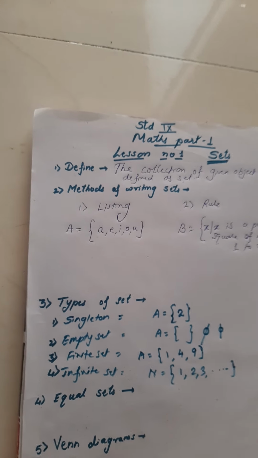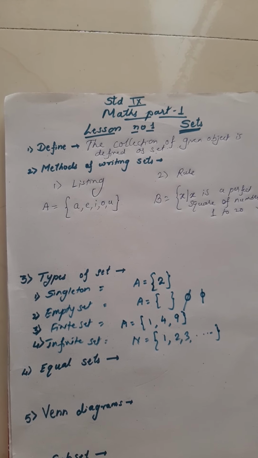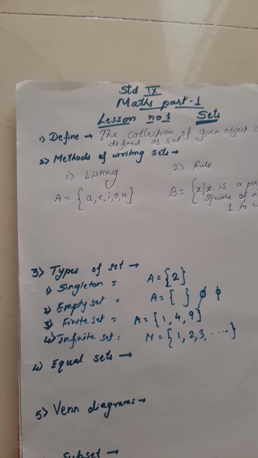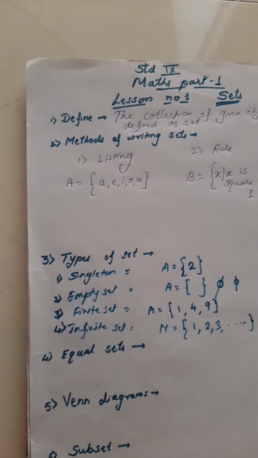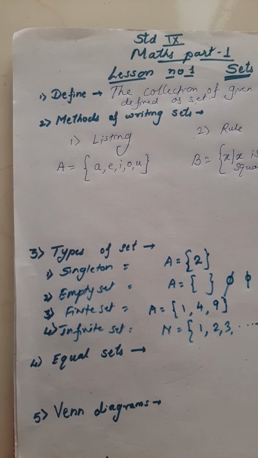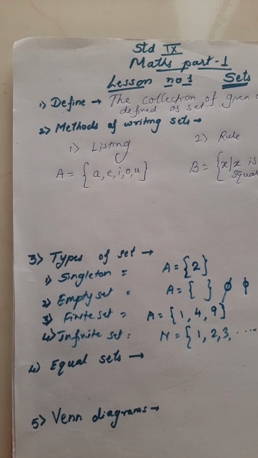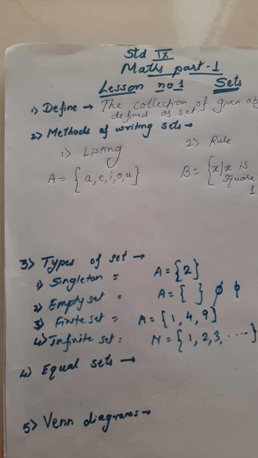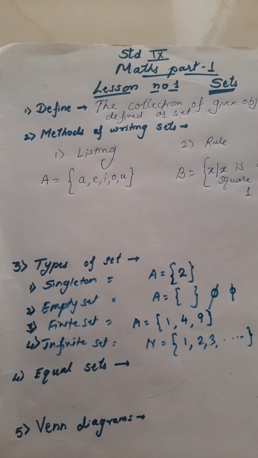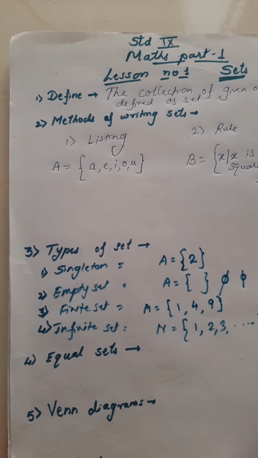Do you understand this? The first type of set is called a singleton set because it has only a single number. Next is the empty set because there is nothing, no number. Next is the finite set, where specific numbers are given and the curly bracket is completed. Next is the infinite set, where I have written dots and the curly bracket is not completed.